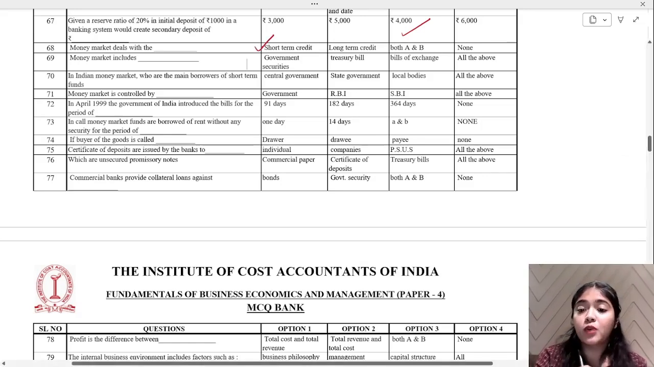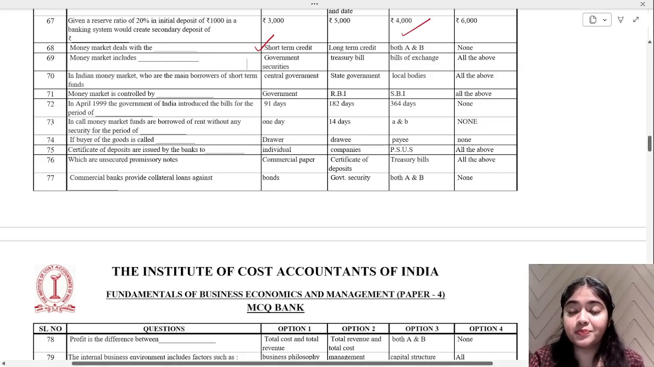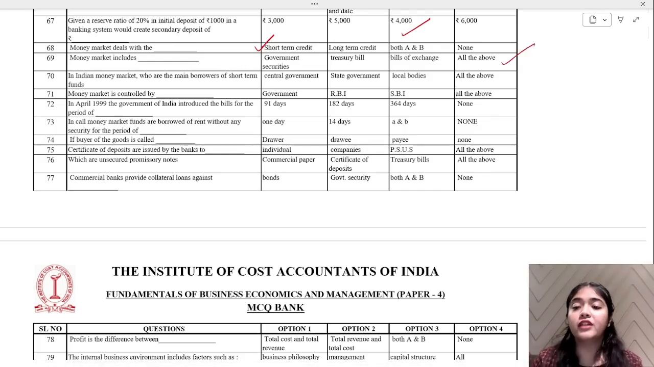Money market includes what? Government securities, treasury bills, bill of exchange, or all of the above. What do you think is the correct answer over here? Correct, all of the above it is going to include.